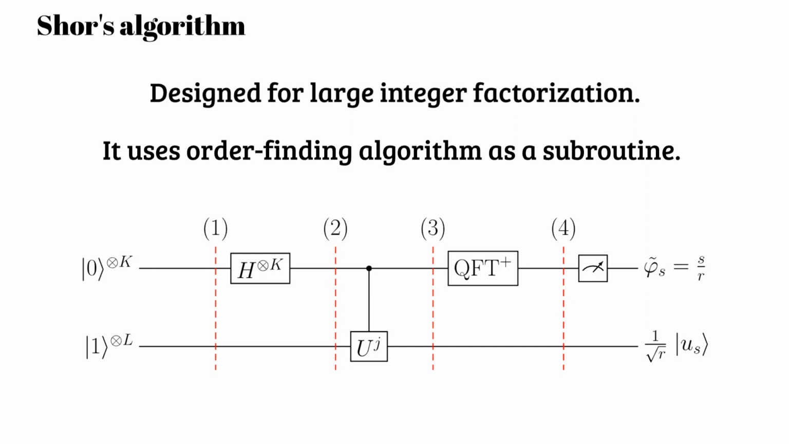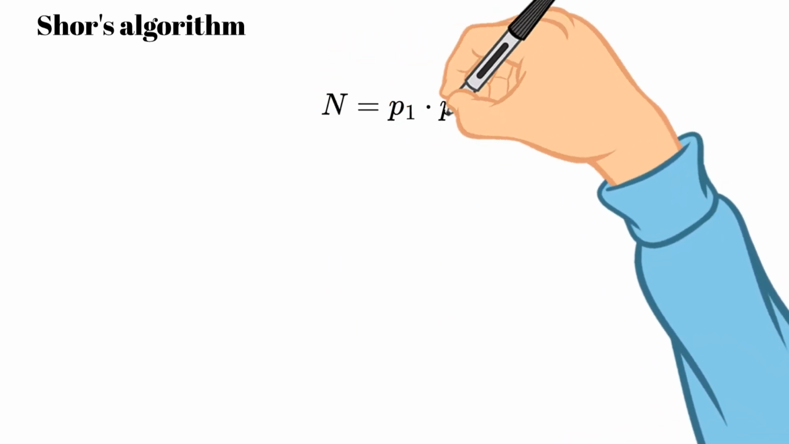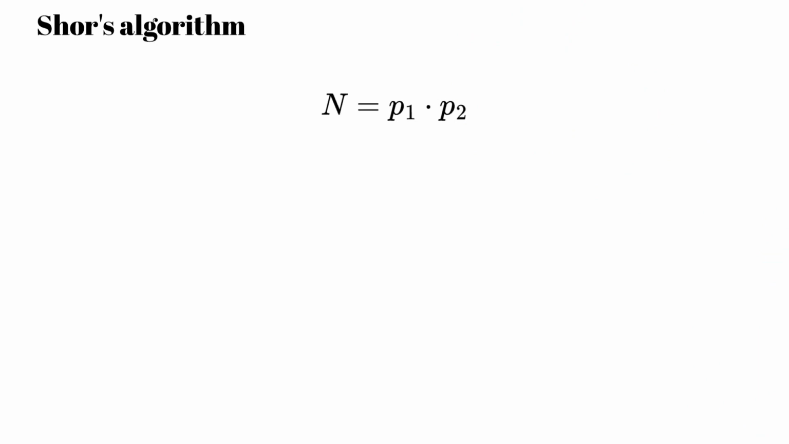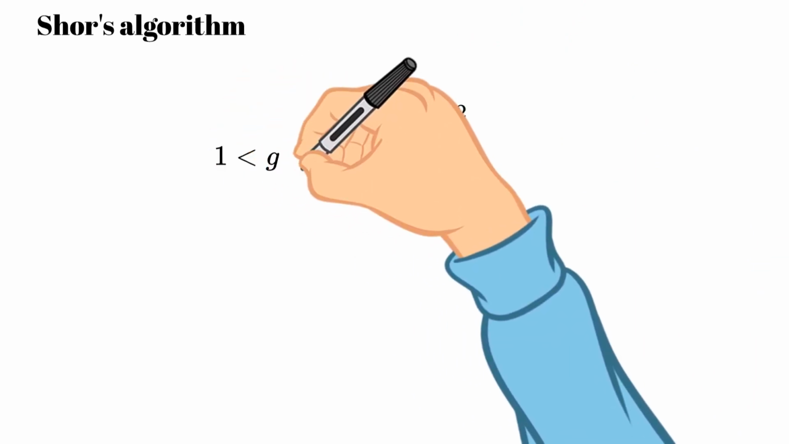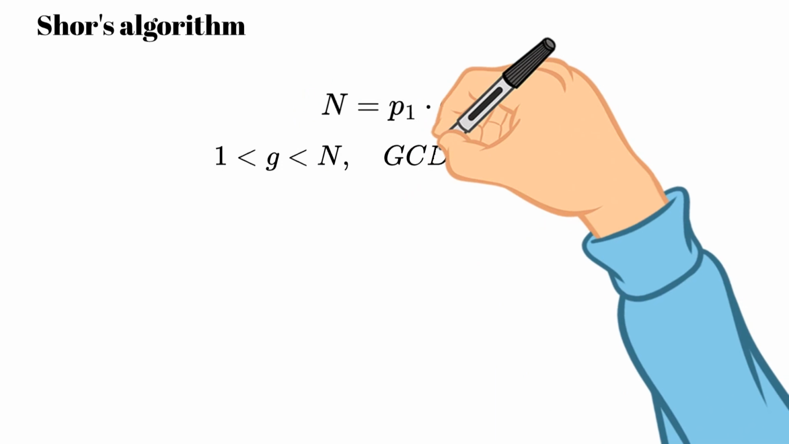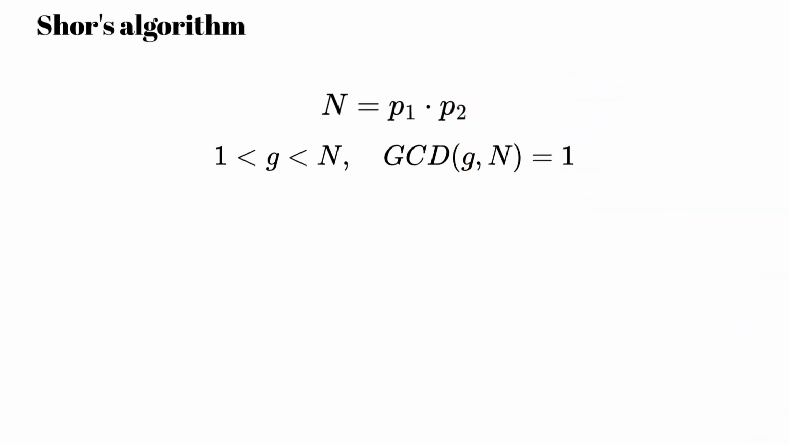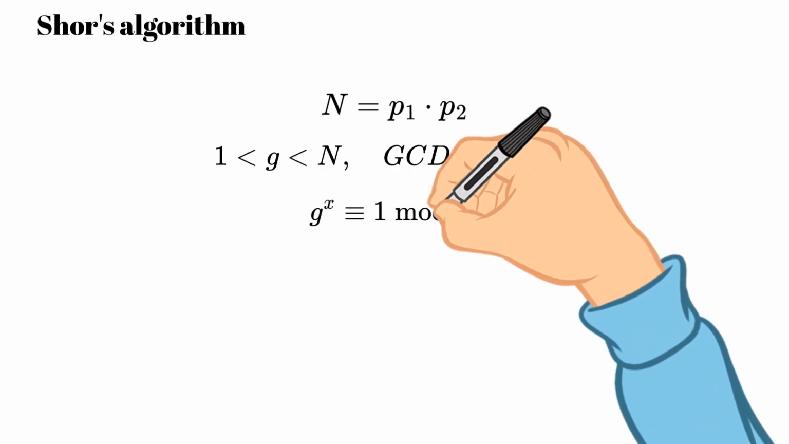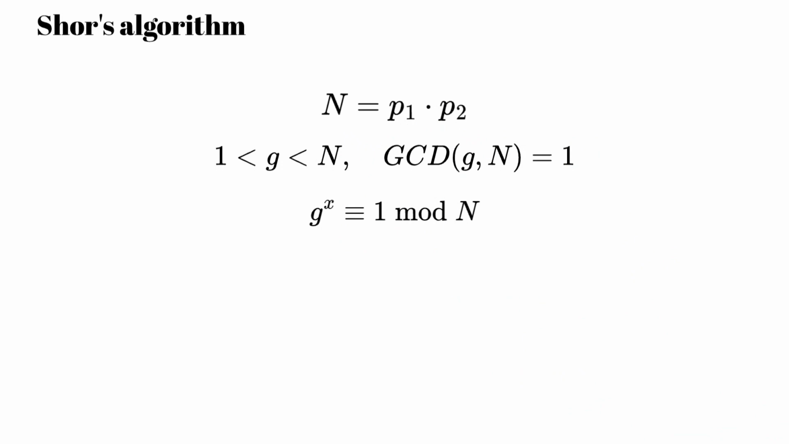At the heart of Shor's algorithm is the order-finding step. Let's illustrate why. In a typical integer factorization problem, we let n be the product of two large primes, p sub 1 and p sub 2. We pick a number g so that g is greater than 1 and smaller than n, and the greatest common divisor of g and n is 1. The goal is to find the order x, which is the smallest integer that makes g to the power of x equal to 1, modulo n. The quantum order-finding algorithm can find the solution x very efficiently.